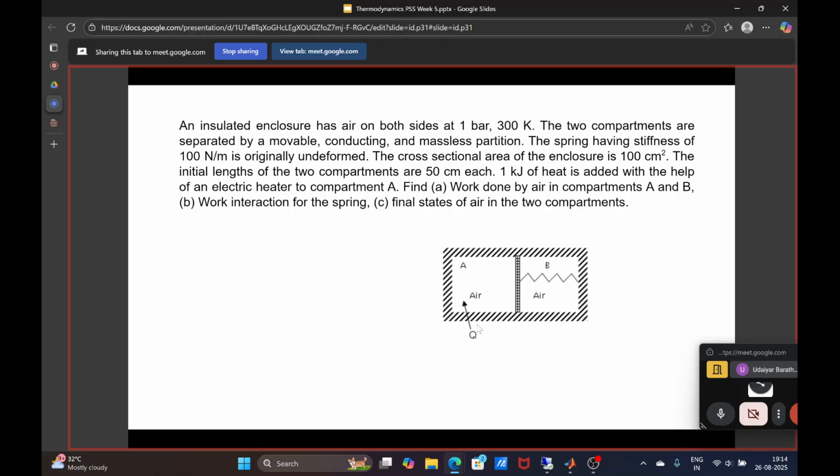Doing so, the internal energy of air in compartment A will increase, so its pressure will increase. It will also conduct heat to compartment B and will exert pressure on the piston, which will compress or deform the spring. So these are the processes which are happening. With that we need to find out the work done by air in both compartments A and B, the work interaction on the spring, and the final states of the air.